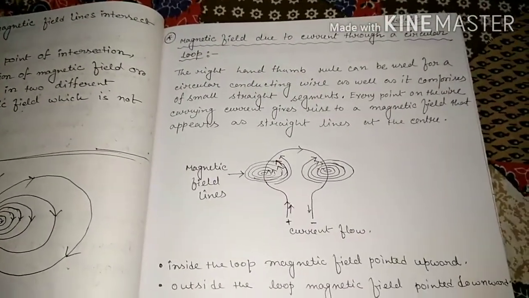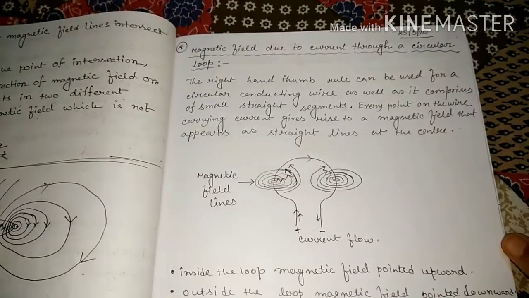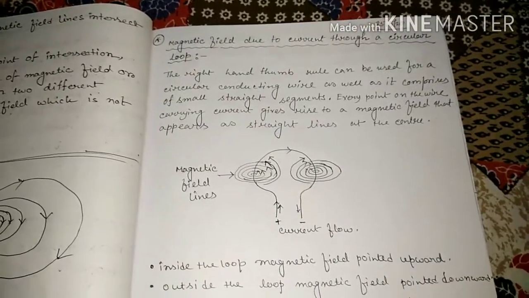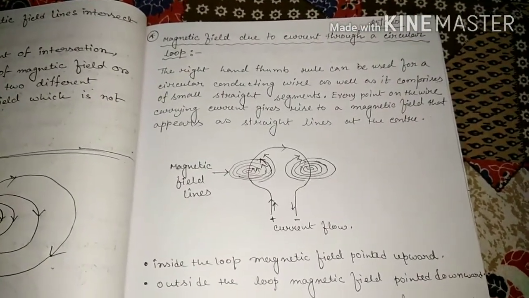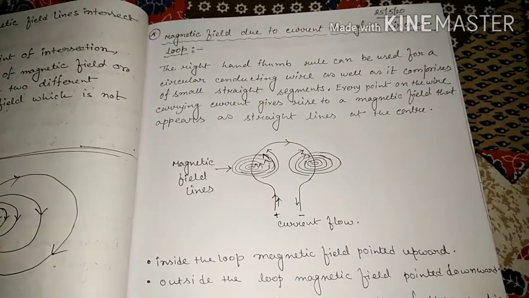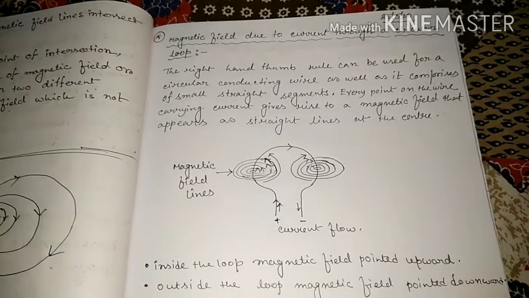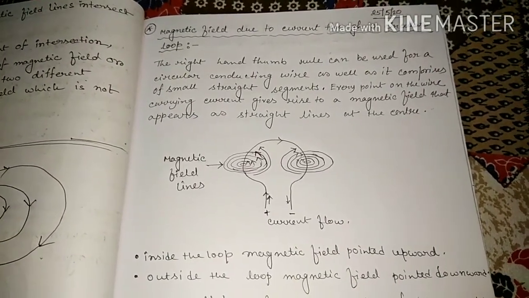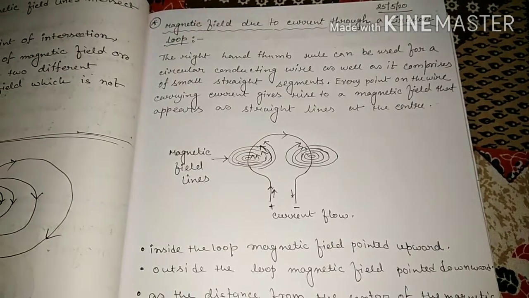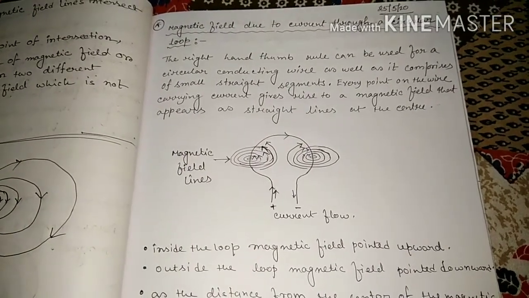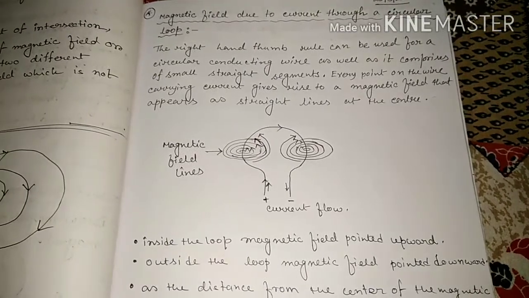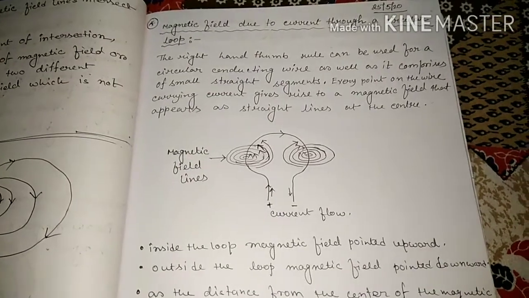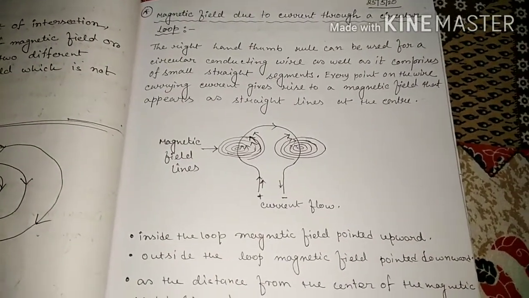Okay, so today we discuss another topic of this chapter, that is magnetic field due to current through a circular loop. In last class we discussed the magnetic field due to a straight current carrying conductor, and from that we also studied one law, that is Maxwell's right hand thumb law or rule. From that rule we understand in which direction the magnetic field lines or magnetic field is directed.